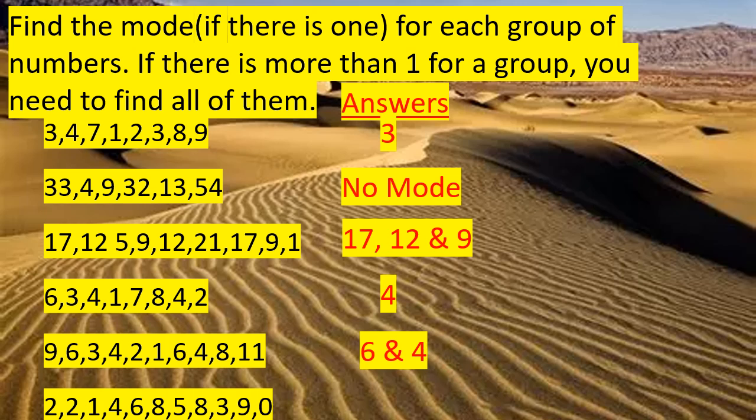Last one, 2, 2, 1, 4, 6, 8, 5, 8, 3, 9, 0. And the answer for that one is 2 and 8. You can see the 2 2s at the beginning there, and the 8s are in the middle.